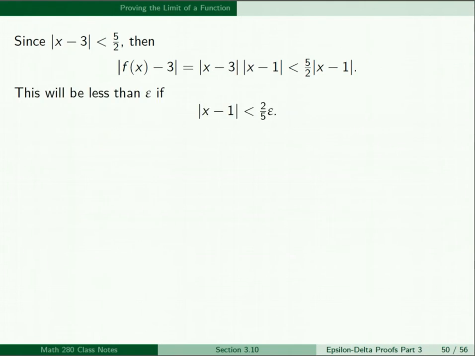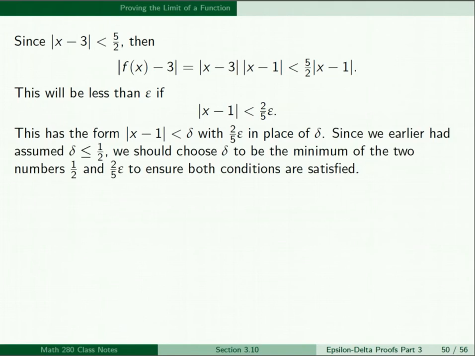This will be less than epsilon if the absolute value of x minus 1 is less than 2/5 epsilon. And now this has the form, the absolute value of x minus 1 less than delta, with 2/5 epsilon in place of delta. Since we earlier had assumed delta is less than or equal to 1/2, we should choose delta to be the minimum of the two numbers, 1/2 and 2/5 epsilon, to ensure that both conditions are satisfied.